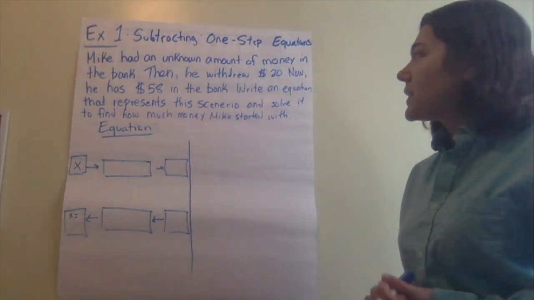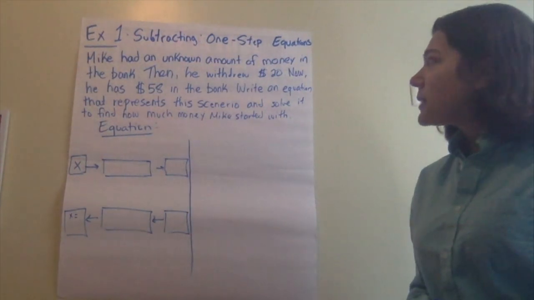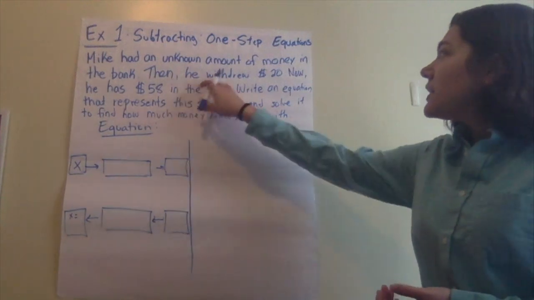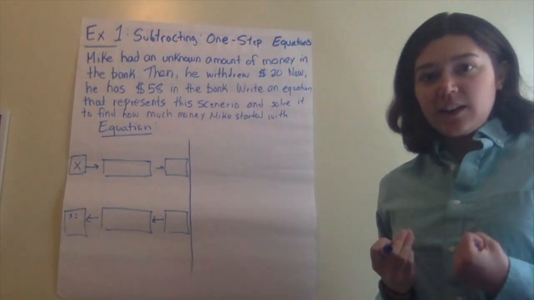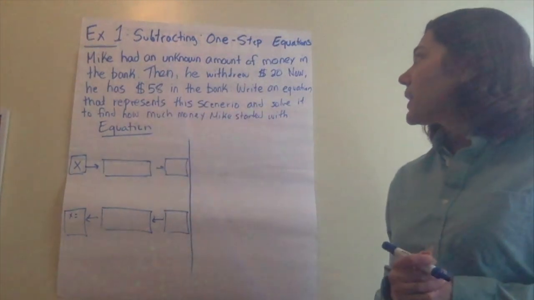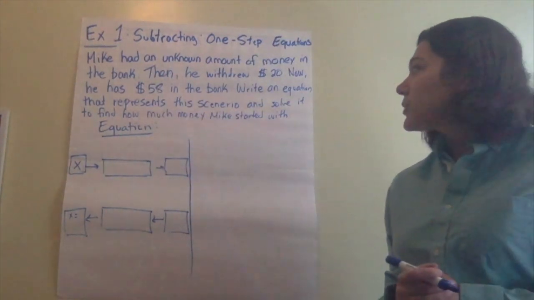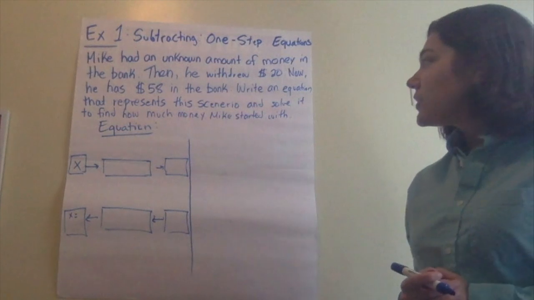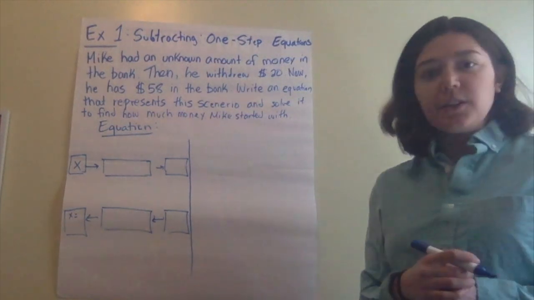So the word problem is, Mike has an unknown amount of money in the bank. Then he withdrew, which means takes out, $20. Now he has $58 in the bank. Write an expression that represents this scenario and solve it to find how much money Mike started with.